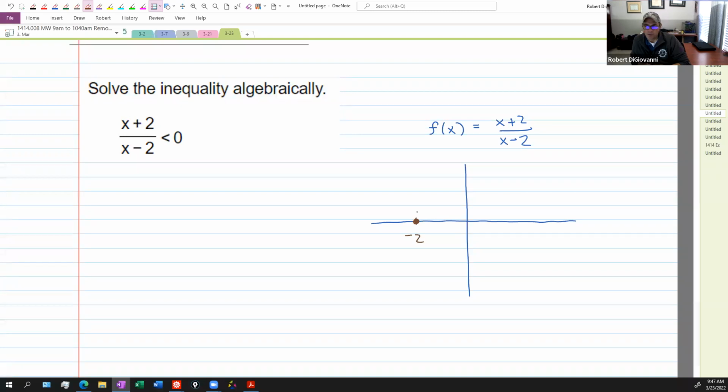Now, there was something else we had on this function. If we set the bottom equal to 0, that gave us what? Was it the y-intercept? Not the y-intercept, no.